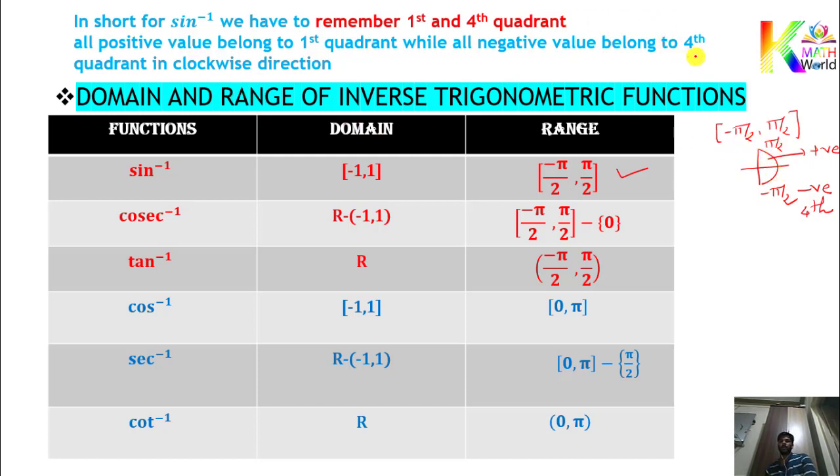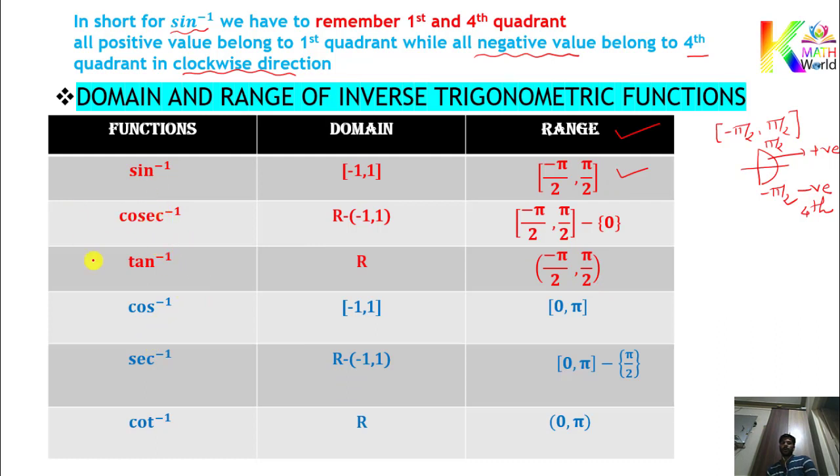Okay, so the fourth quadrant and clockwise direction you have to remember, for the sine inverse function, for negative values. In the same way, you can get the domain and range for cosec inverse, tan inverse, cos inverse, sec inverse and cot inverse. Here this range is important. We are not discussing the domain a lot more. The range is important for the inverse function.